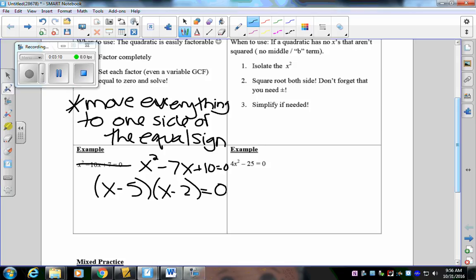All right, so now it's completely factored. There's nothing else I can do. So I'm going to go ahead and set each factor equal to 0 and solve each equation. So x equals 5 and x equals 2.